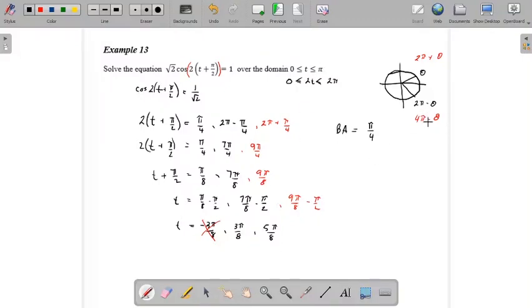Now, if we were to have a look at 4 pi minus theta, that would take us to 17 pi over 4. Then 17 pi over 4 divided by 2 is 17 pi over 8, and 17 minus 4 would be 13 pi over 8. That's outside the domain, so that one is definitely going to be outside as well. And that's okay. We expect there to be two solutions only, and that's what there is.